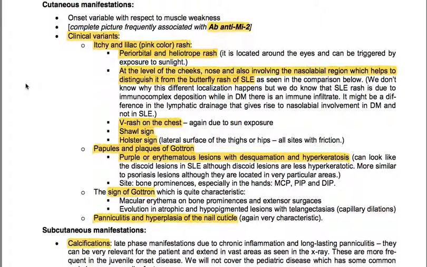We have papules and plaques of Gottron, purple or erythematous lesions with desquamation and hyperkeratosis. They can look like the discoid lesions in SLE, although discoid lesions are less hyperkeratotic, more similar to psoriasis lesions. They are located in very particular areas: bone prominences, especially in the hands, metacarpophalangeal, proximal interphalangeal, and distal interphalangeal joints. The sign of Gottron, which is quite characteristic, is a macular erythema on prominences and external surfaces.